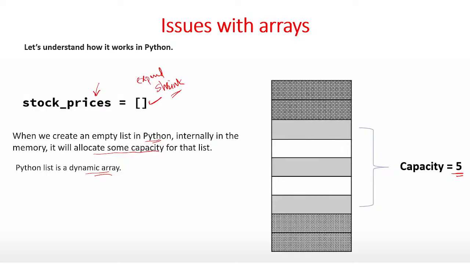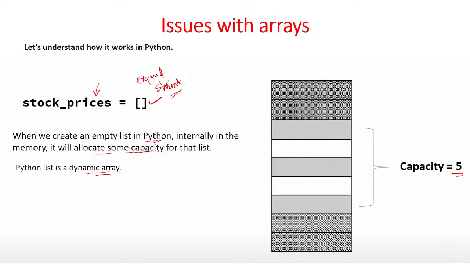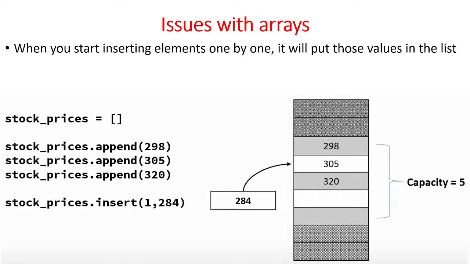That is called dynamic array. Now, if you add 3 elements, how can we add? By using the append function: stock_prices.append(298), stock_prices.append(305), stock_prices.append(320). Then the 3 elements will be stored in this list like this.